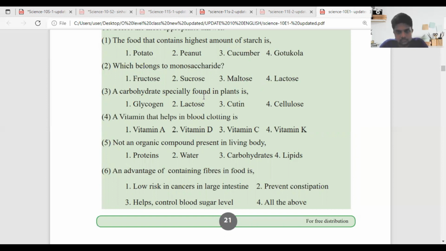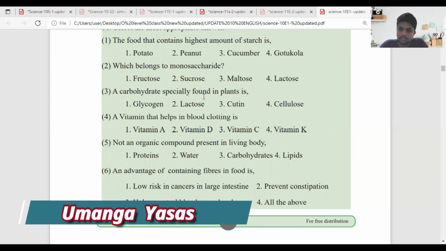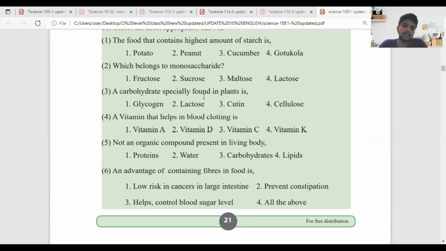Peanut, cucumber, goticolaba. Yeah, peanut. What do you think? What is the thing that is included in peanut? It is basically lipids. Write down that also. Peanut includes lipids. Peanuts. Your answer is correct.